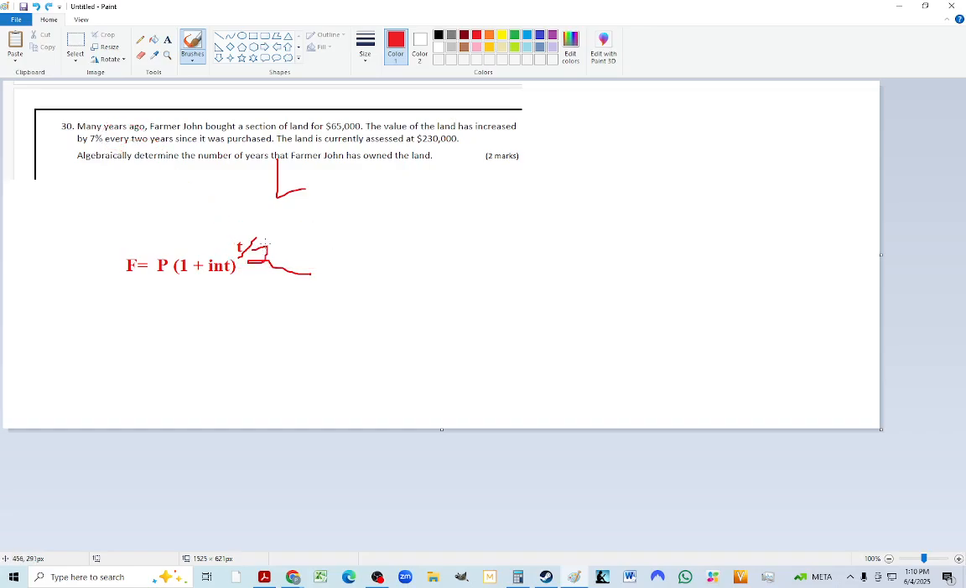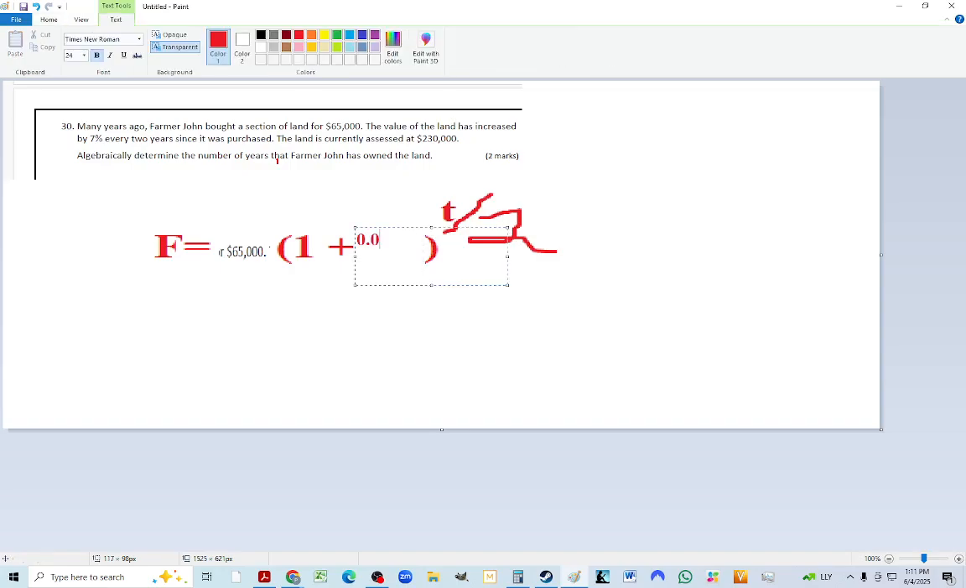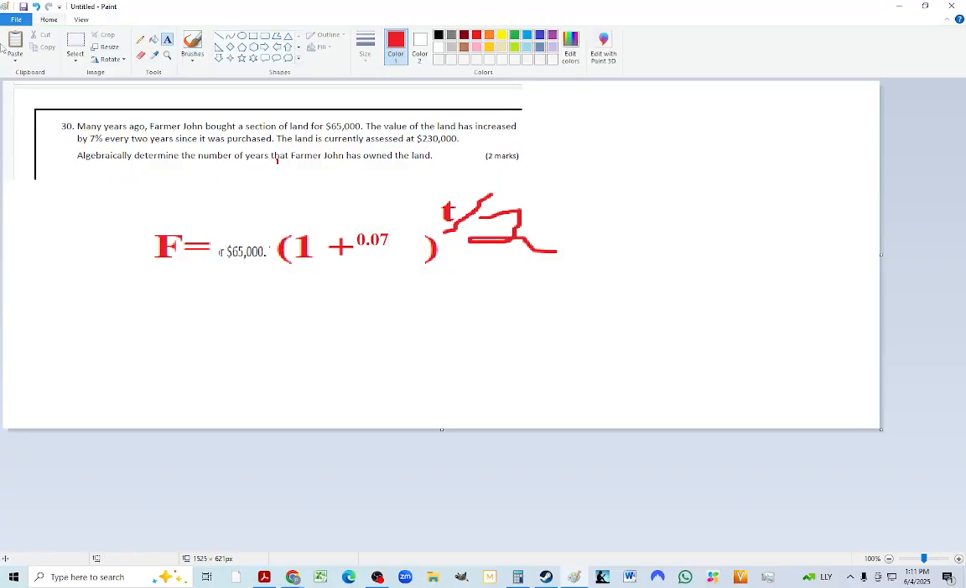Well, for that, I have to take T divided by 2, because after 2 years, it becomes 2 divided by 2, which becomes a 1. That's when the 7% interest is applied. So that makes sense. So this is the formula, T over 2, because I need to negate those 2 years, which means the principal of $65,000 would go here. They tell me the interest rate is here. It didn't say compounded every 2 years, so I think this is correct, like that.